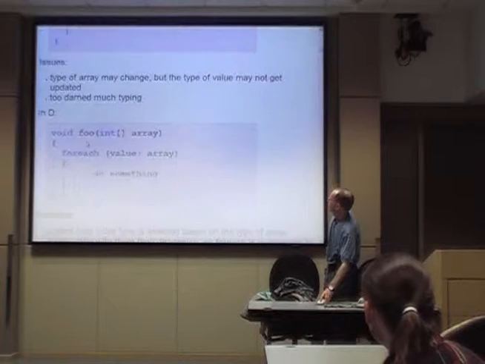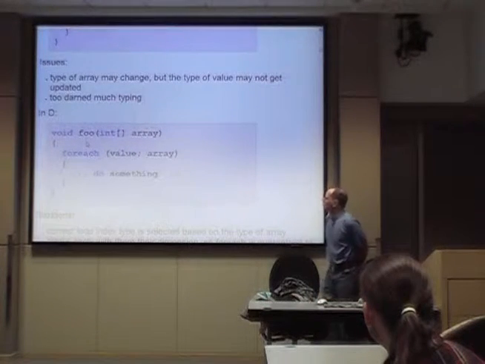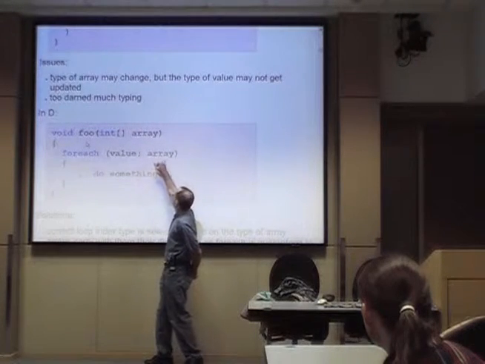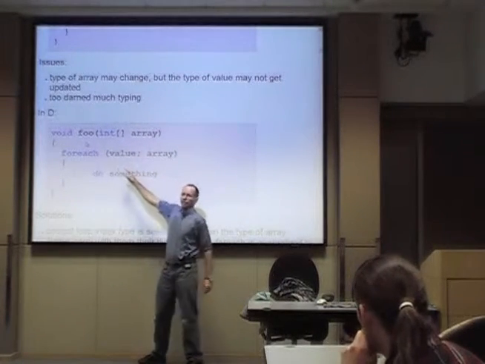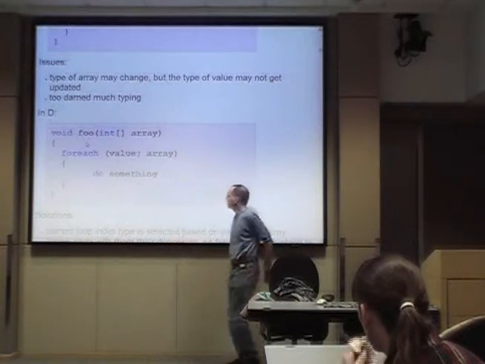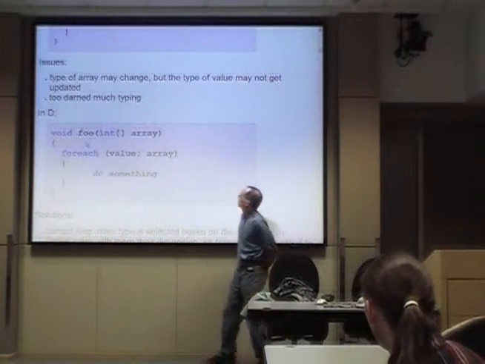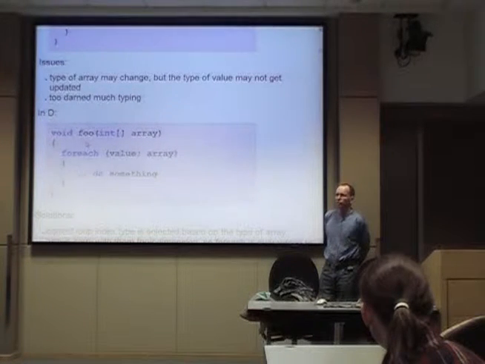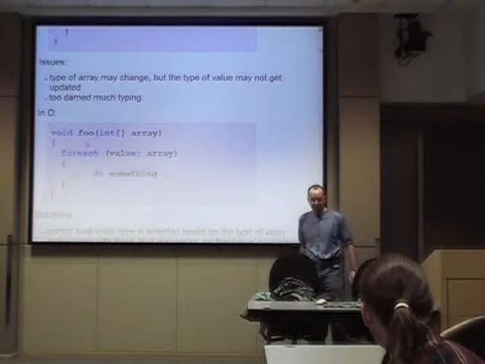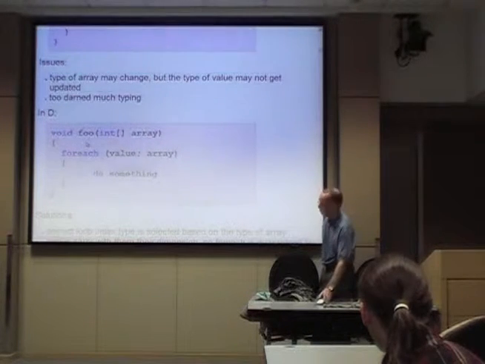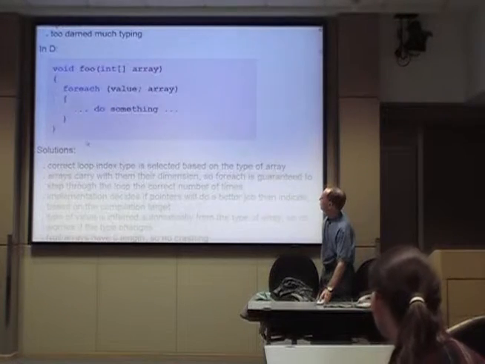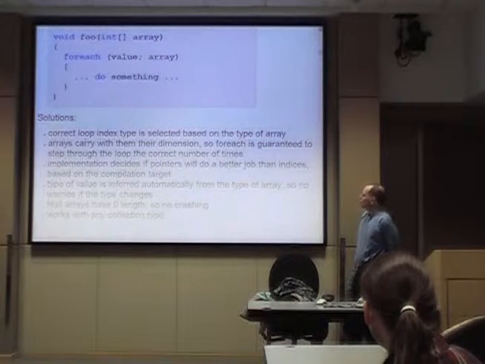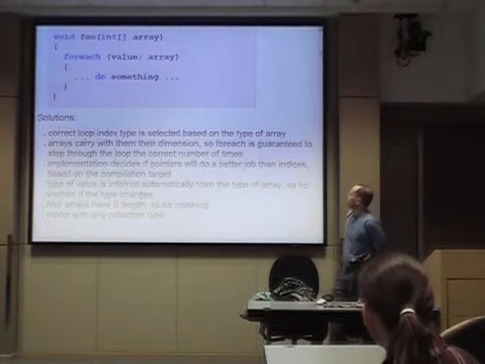In D, we have a thing called a foreach loop, to which we pass in an array. We can loop over the array, extracting value one at a time, and then we do something with value. And you see that it is correct. There are no hidden weird bugs in it. And it's very little typing. It's actually even less typing than the C version.